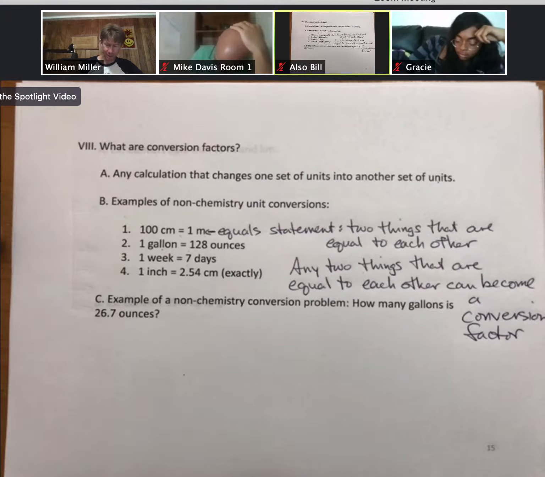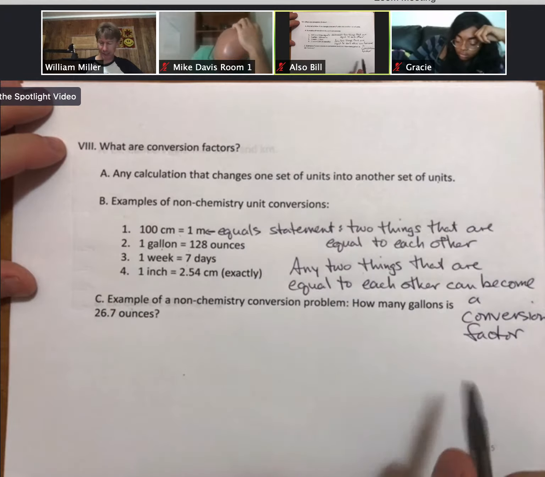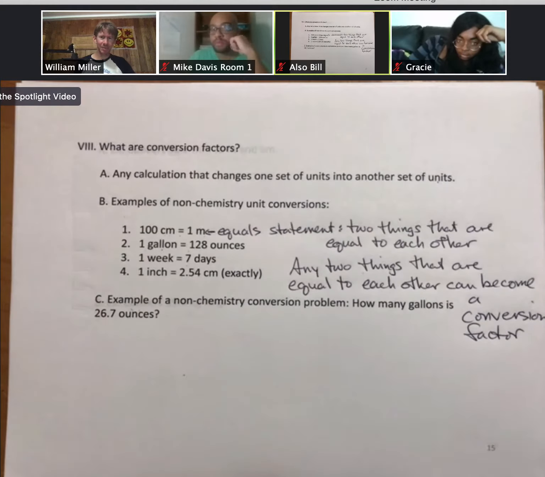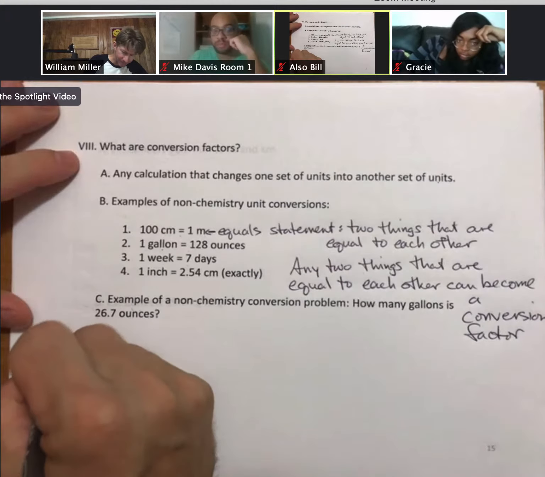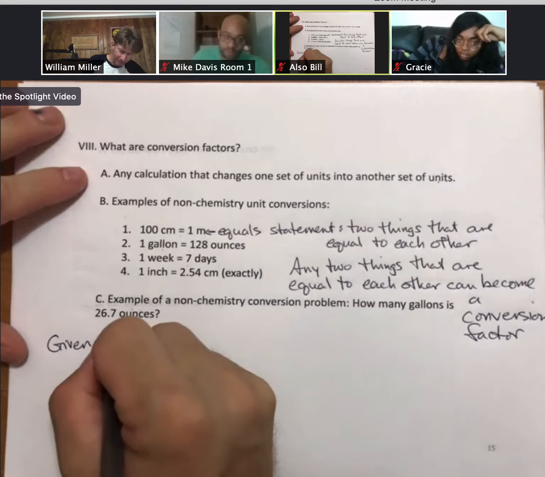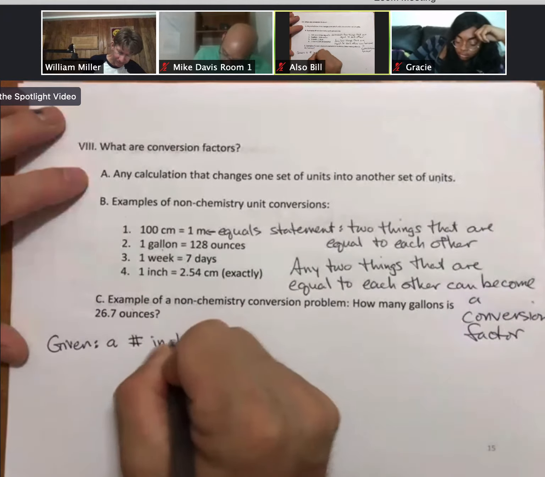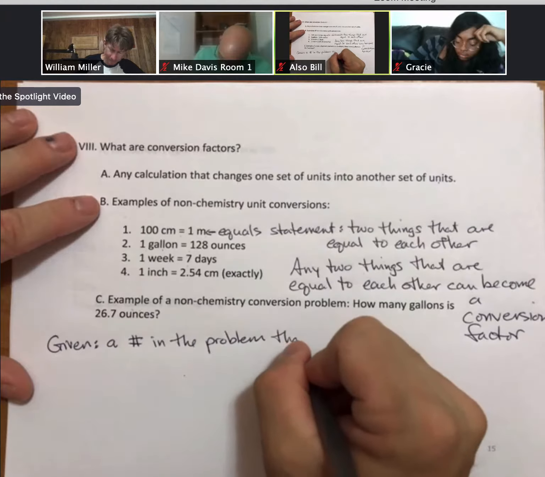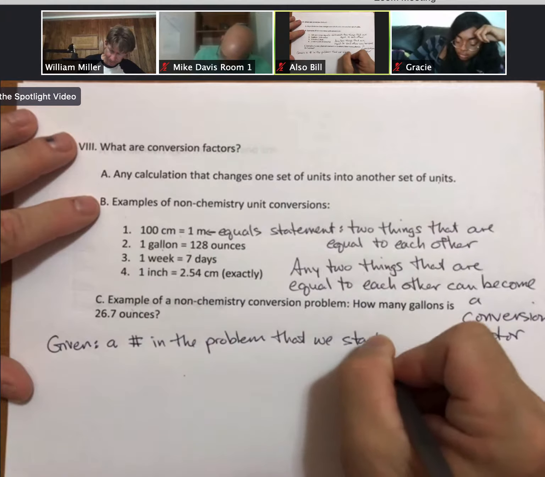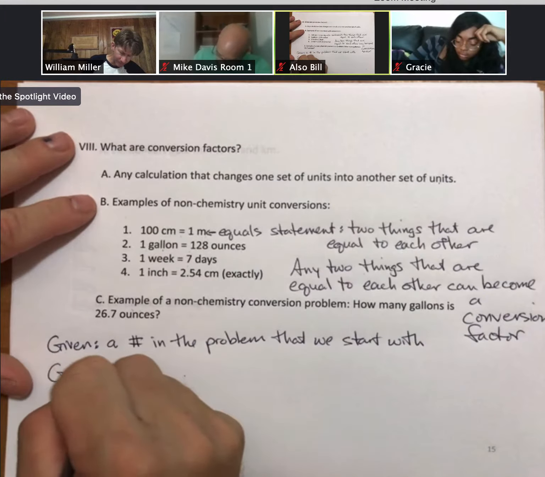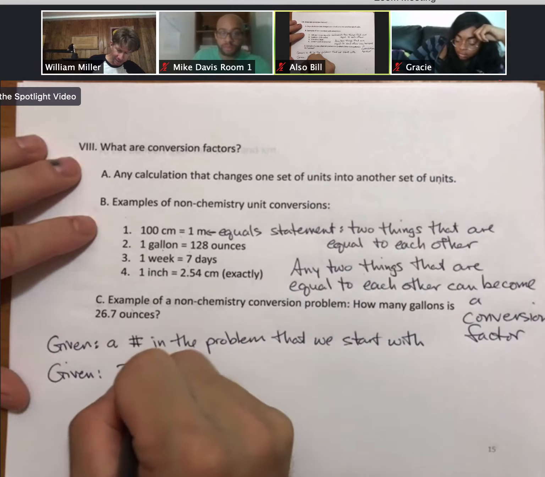And let me show you how that works with this example. This is an example of a non-chemistry conversion problem. How many gallons is 26.7 ounces? Well, our process for doing this is, we start with what's called the given. The given is a number in the problem that we start with. And the given here is 26.7 ounces.